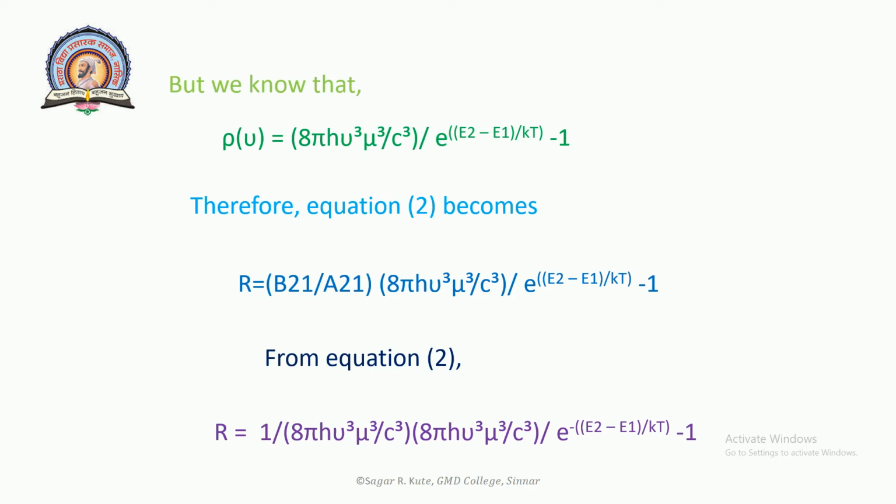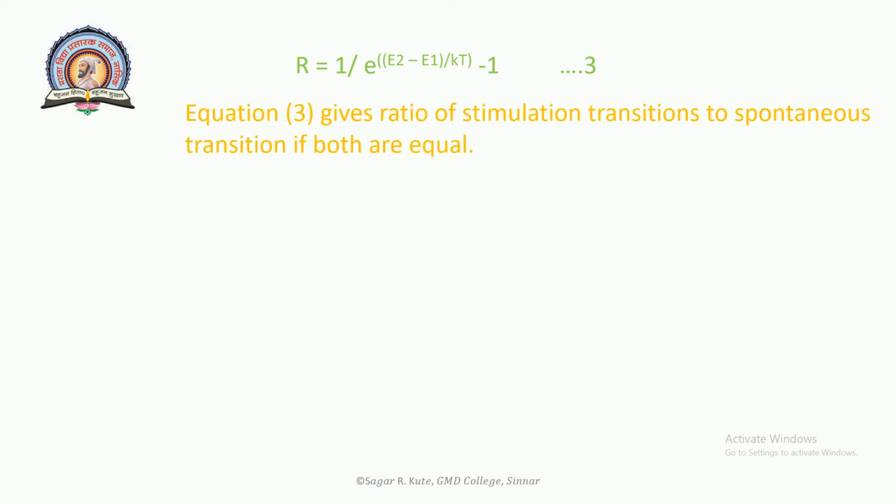R is equal to 1 upon 8 pi h mu cube upon c cube, into 8 pi h mu cube upon c cube upon e raised to (E2 minus E1) upon kT minus 1. So R is equal to 1 upon e raised to (E2 minus E1) upon kT minus 1. That is equation number 3. Equation 3 gives the ratio of stimulated transition to spontaneous transition. If both are equal, that is, R is equal to 1 by 2.